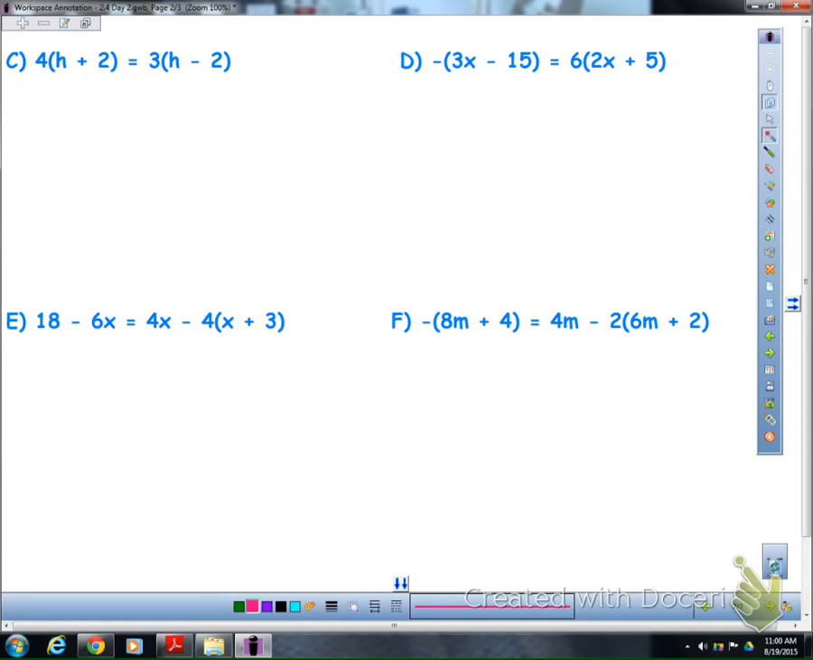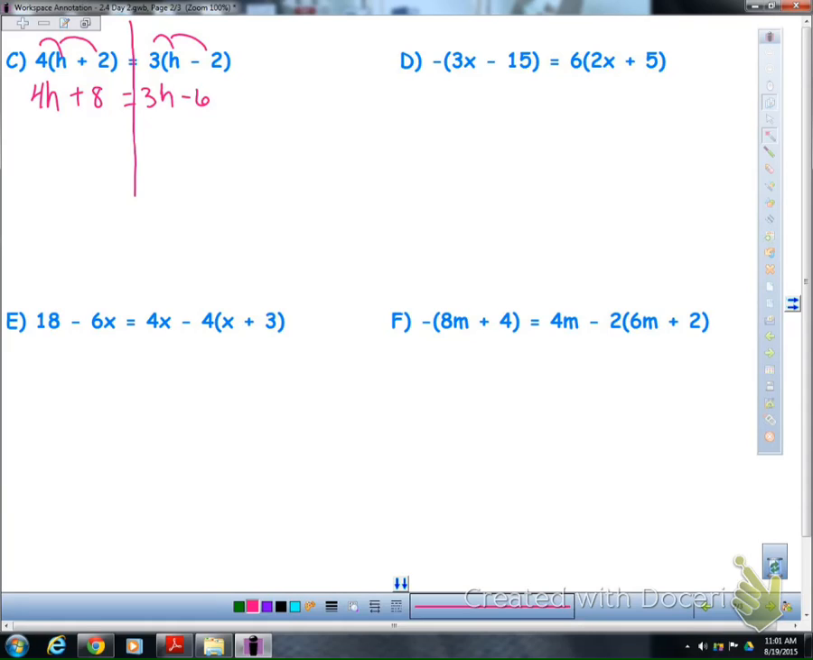Okay, if we look at example C, we see that neither side is simplified because we have parentheses on both sides. So to get rid of our parentheses, we are going to distribute. On the left side, we are distributing a positive 4. So distribute 4 to both terms. 4 times h is 4h. 4 times 2 is 8. On the right side, we're distributing a 3. So 3 times h is 3h. 3 times negative 2 is negative 6.